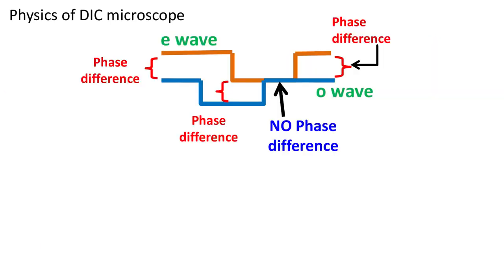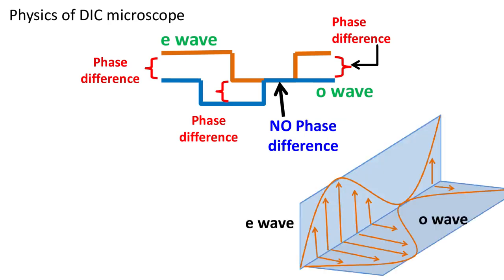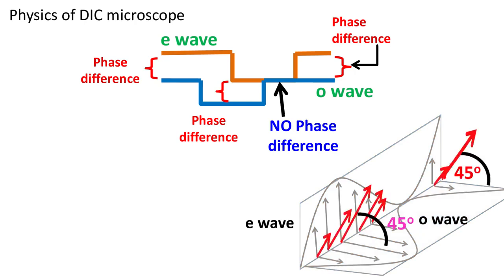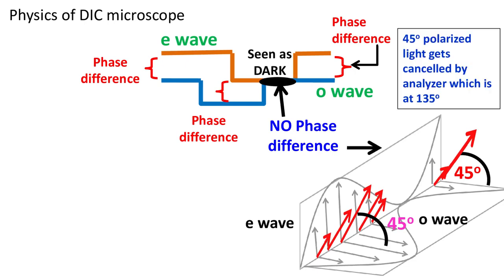When E wave and O wave meet, something interesting happens. The point where there is no phase difference between E wave and O wave, the resulting electric field vector so formed is at 45 degrees. Now the second polarizer, or the analyzer, is crossed at 135 degrees. So when this electric field vector, which is at 45 degrees, passes through the analyzer, it is completely blocked, and as a result, this region of the specimen is seen as dark.